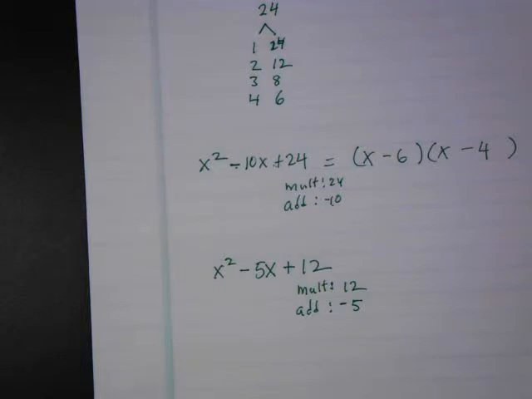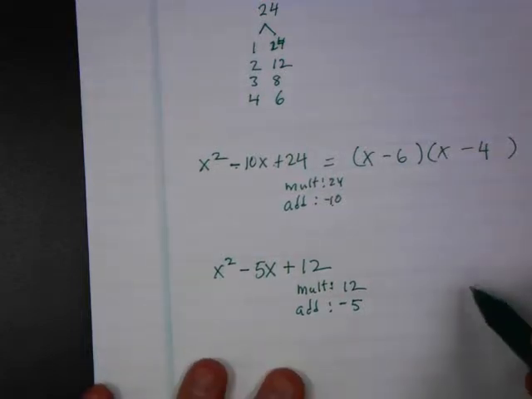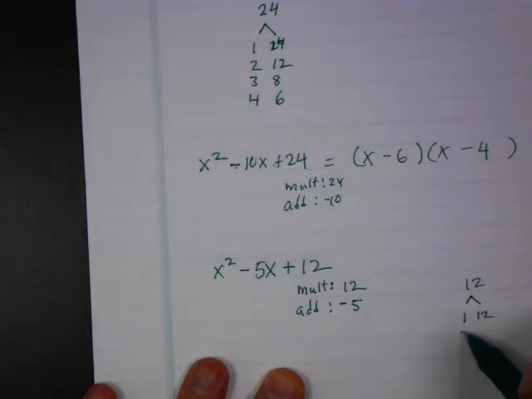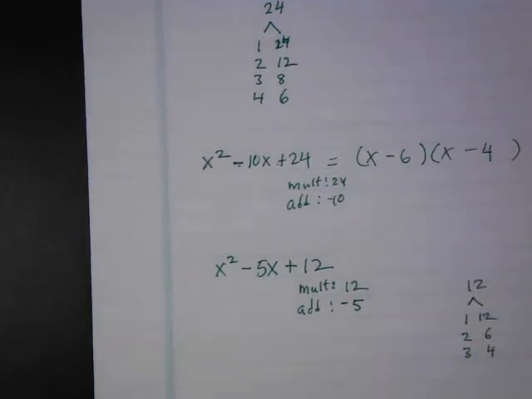What are the answers? I'll give you a hint. It's a trick question. There is no answer, is there? What's the only way you can get the number 12? We could do 1 and 12. We could do 2 and 6. We could do 3 and 4. Is there any way to get a 5 out of any of those pairs? No. It can't be done.